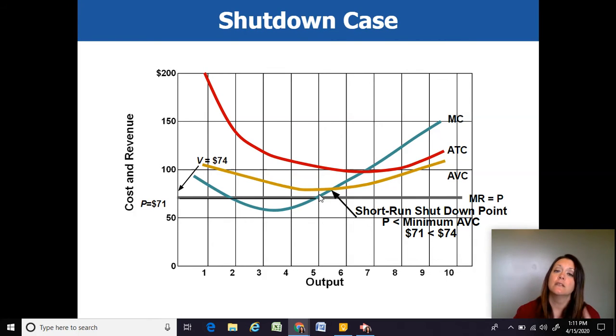So again, loss minimizing, or let's start with profit. So profit maximizing is going to be where your price is above ATC. Loss minimizing would be where your price is between ATC and AVC. And then the shutdown case would be where your price is less than your average variable cost.